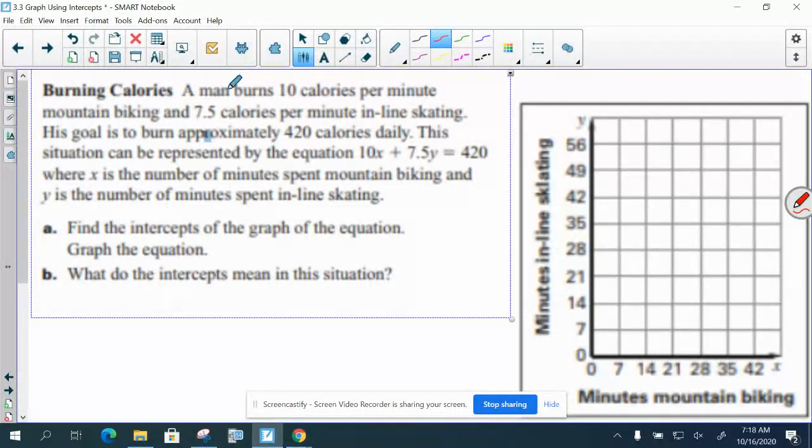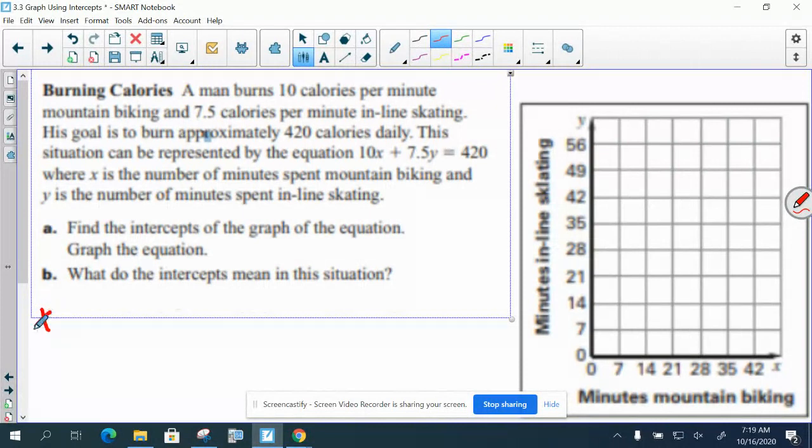Burning calories. A man burns 10 calories per minute mountain biking and 7.5 calories per minute inline skating. His goal is to burn about 420 calories daily. This situation can be modeled by this equation here. So 10 per biking and 7.5 per inline skating totals 420. So x is the number of mountain bike minutes and y is the number of inline skating minutes. Find the intercepts of the graph and then graph the equation.